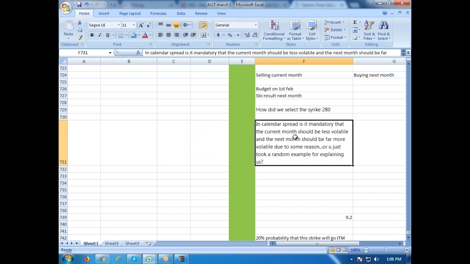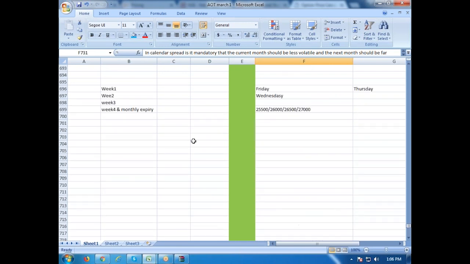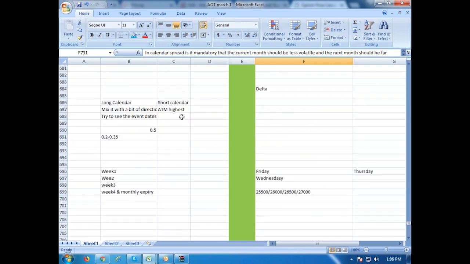I guess I answered this question. In calendar spread, is it mandatory to sell current month and should it be less volatile? No, it's not necessary. And when you do a short calendar, you need to be really quick.